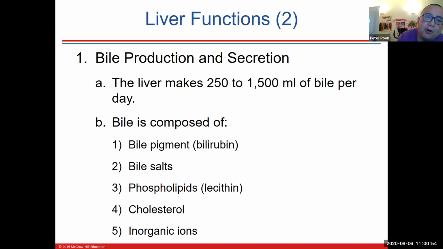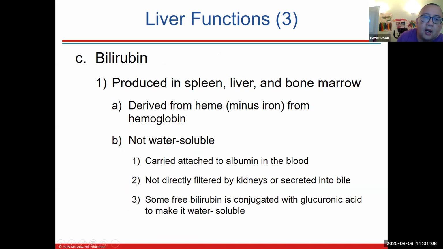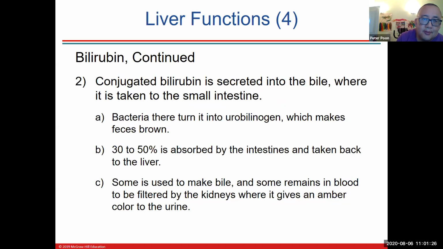Bile production. Bile is made of bile pigment, which is bilirubin, which is derived from heme actually, and then this stuff right here. The purpose of bilirubin and bile ultimately is to make things both fat soluble and water soluble, which makes the bile an emulsifier. The bilirubin is also why your poop is brown, in case you want to know that.